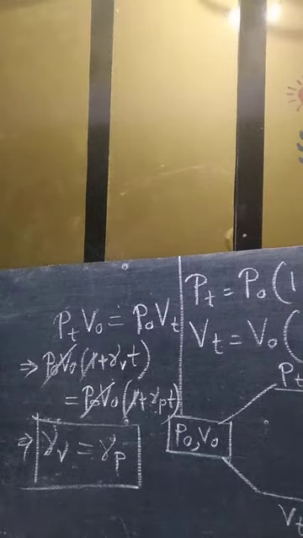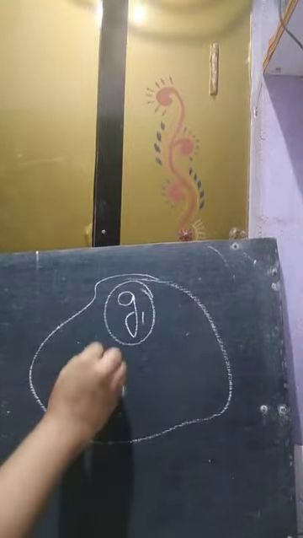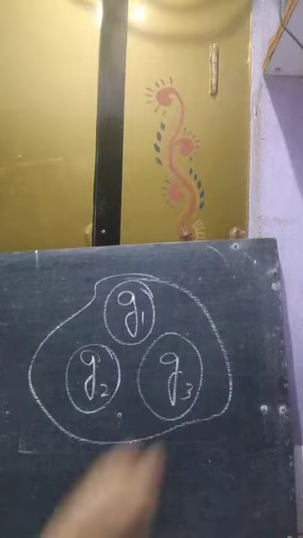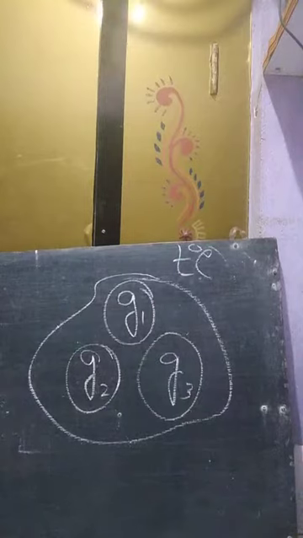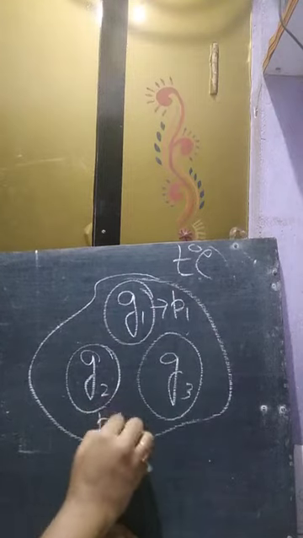So, pictorially, suppose this is a container. Here G1 is the first gas, G2 is the second gas, and G3 is the third gas. At constant temperature T degrees Celsius, these three gases are combined with each other, and the condition is that these three gases are not reacting with each other. They are chemically inert.